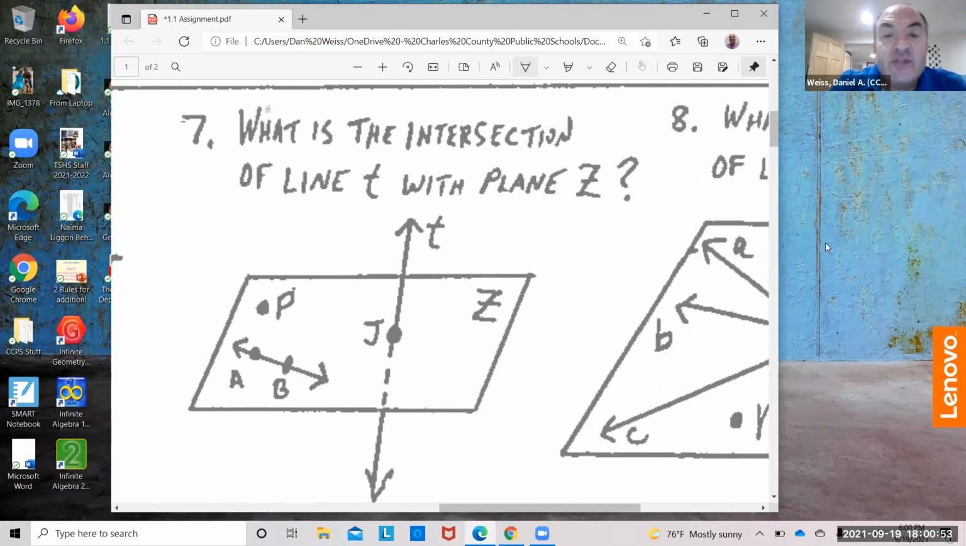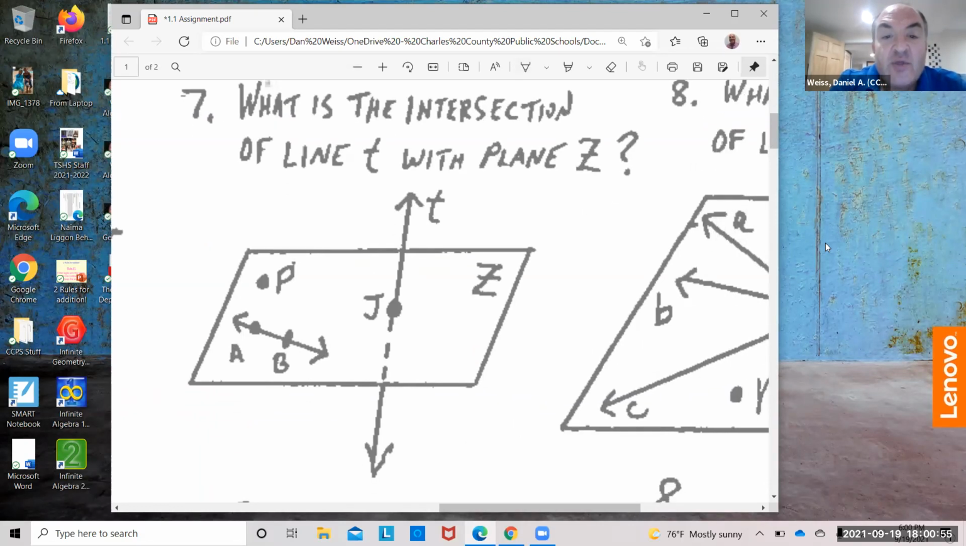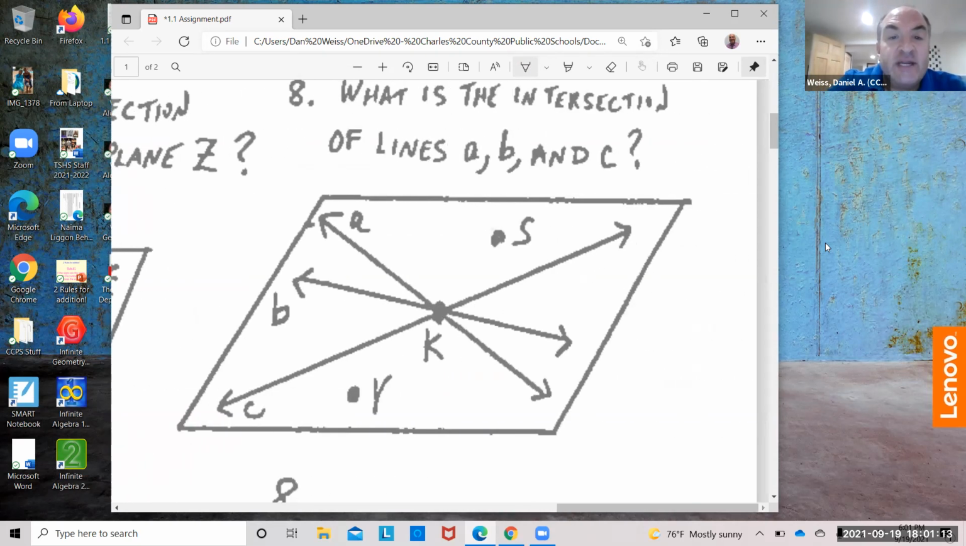What is the intersection of line T with plane Z? Again, you see how it's going through the plane? The answer is just going to be that point right there, J. And we don't put point J, it's just J. That means point J. Okay. What is the intersection of lines A, B, and C? See how they all intersect at K. Done.